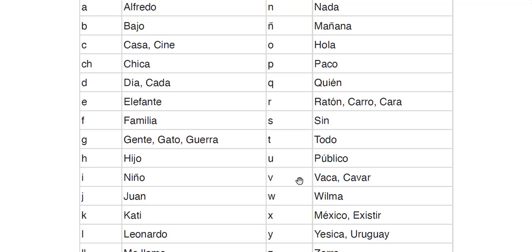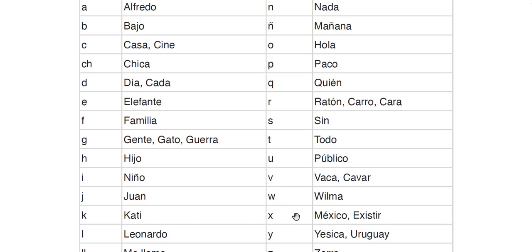All right, letter W, Wilma. Much like the K, the W is used with words that are from other languages. So, Wilma.